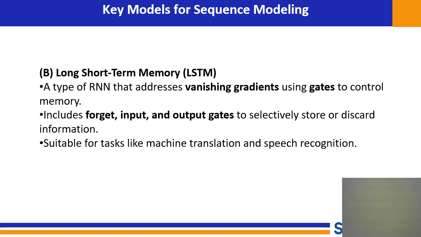And the second sequential model is long short-term memory, LSTM. It is a type of RNN that addresses vanishing gradients using gates to control memory. It includes forget, input and output gates to selectively store or discard information. It is suitable for tasks like machine translation and speech recognition.